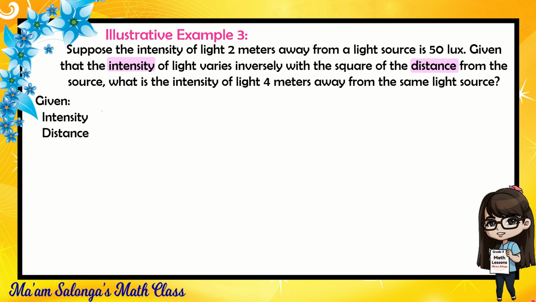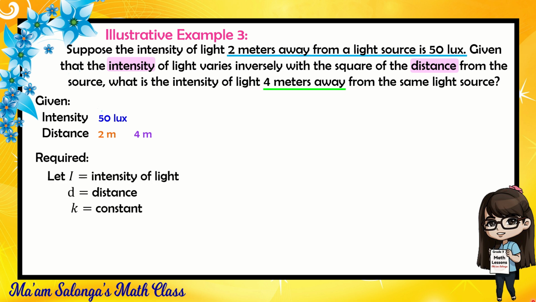So by the given, i-take note natin lahat ng mga binigay na given. Ang una, meron daw 50 lux na intensity of light kapag ito ay 2 meters away from the light source. And then, yung sumunod na given ay meron siyang 4 meters away. Therefore, this is a distance kasi ang tinatanong ay what is the intensity of light. So, the unknown is the intensity. So, as required, let's assign the variables for this quantity.